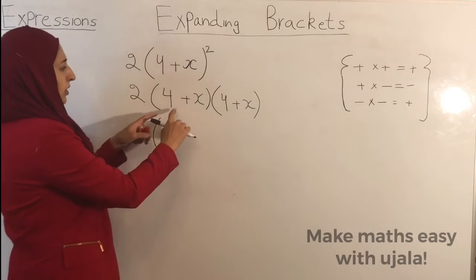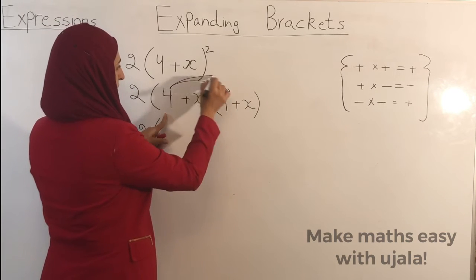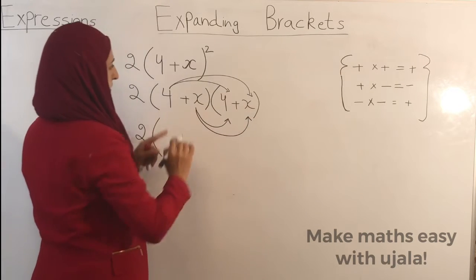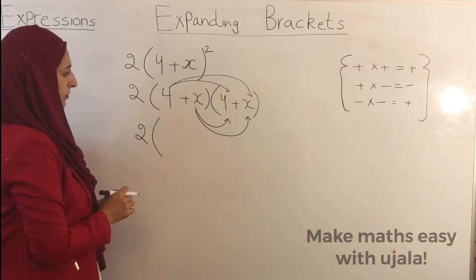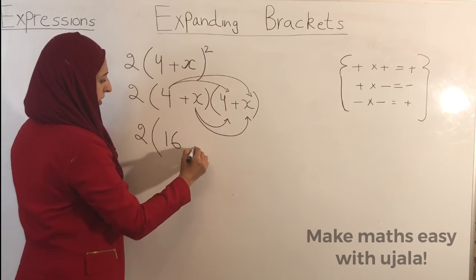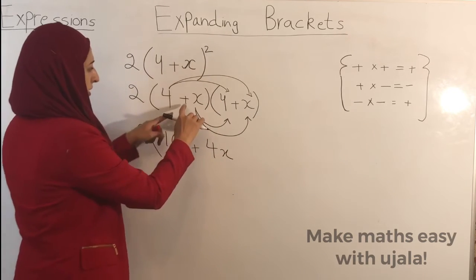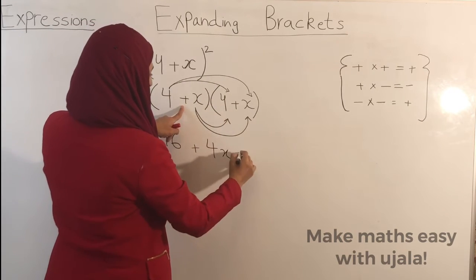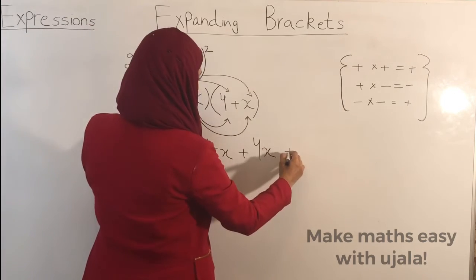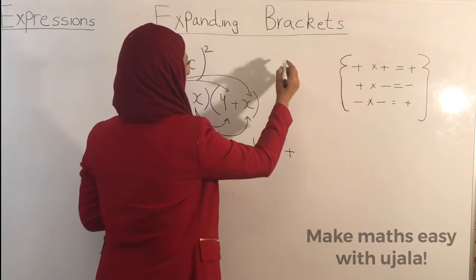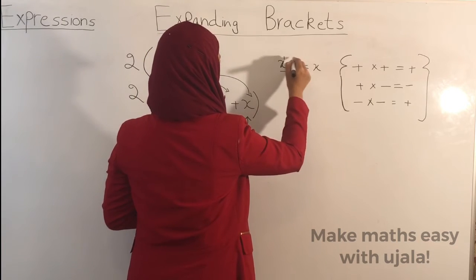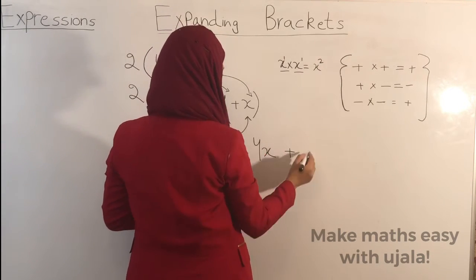Write it down here. 4 times 4, and then 4 times x, and then x times 4, and then x times x. 4 times 4 is 16. 4 times x is 4x. Now 4 is finished. Now the next term, x. Plus 4 times x is 4x, plus, and then x times x. From the previous video, when they are multiplied and their bases are the same, we add their powers, x squared, 1 plus 1, 2.